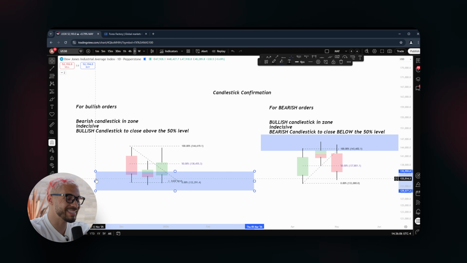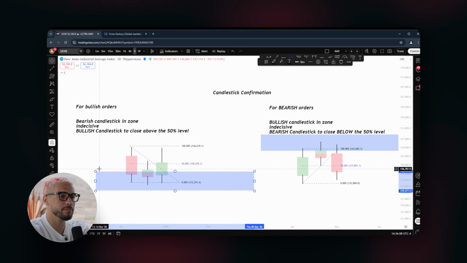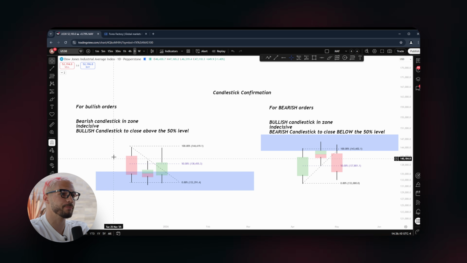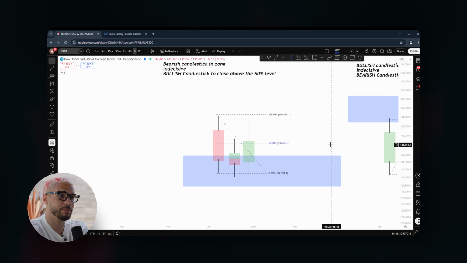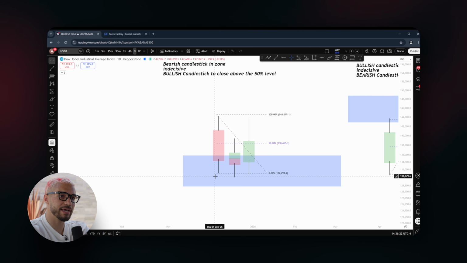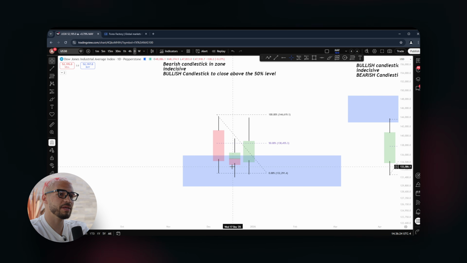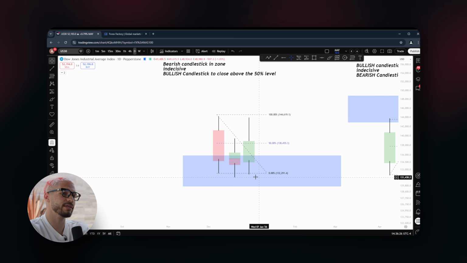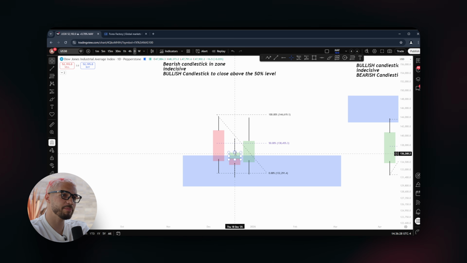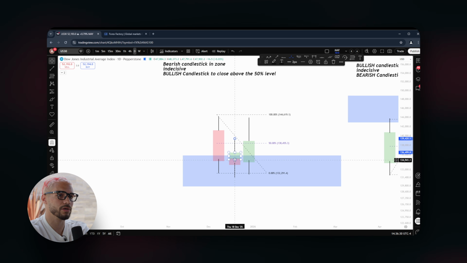And this would be my demand level, as it's the lowest area before the break or continuation in the market. Now I'm looking for the same exact candlestick pattern every time. I'm looking for a bearish candlestick to enter my zone. And then I'm going to be waiting on an indecisive candlestick. It could be bullish, it could be bearish. But the main thing is that we want to see very long wicks on both sides.